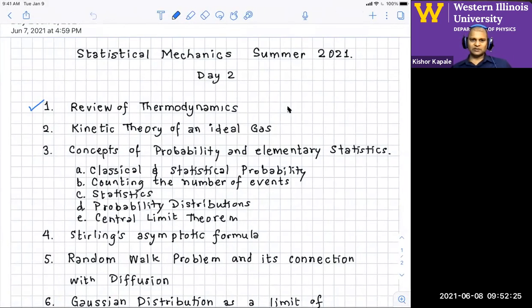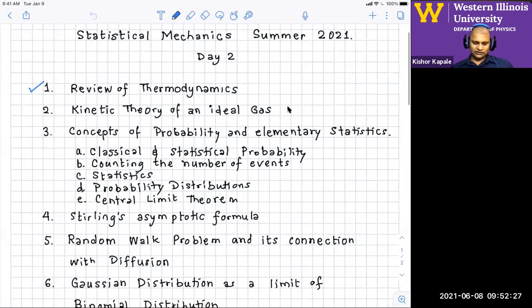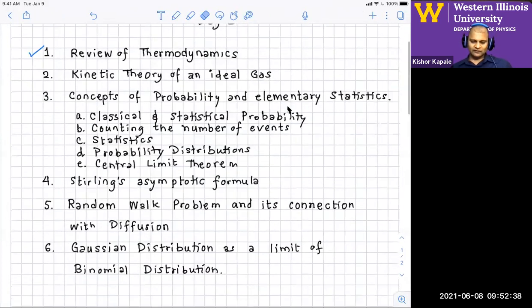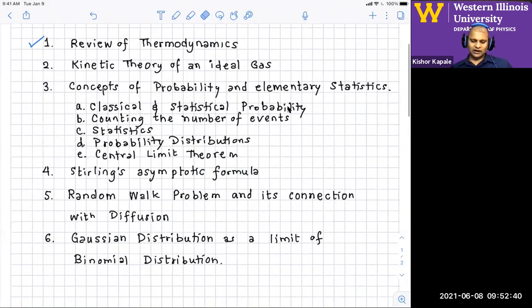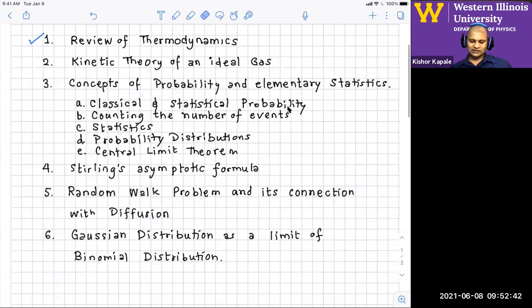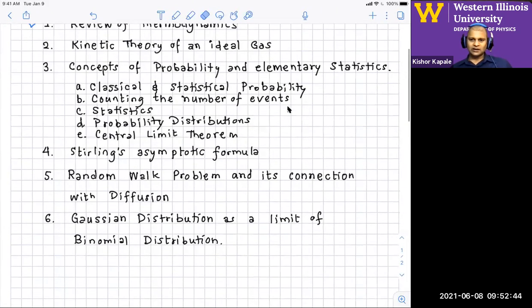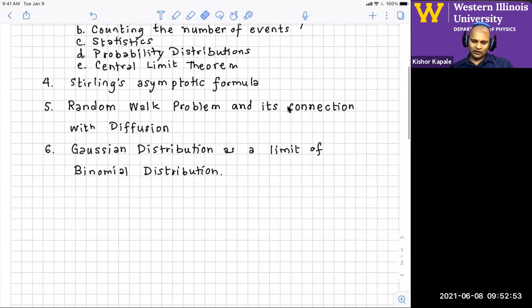So here's the plan for today. We are of course done with 1, 2, and 3. We will do, oh no, this is a new document, of course. So we're done with only one from here, review of thermodynamics. Today we will start with kinetic theory of an ideal gas, just to connect with the initial ideas of thermodynamics and what statistical mechanics entails.